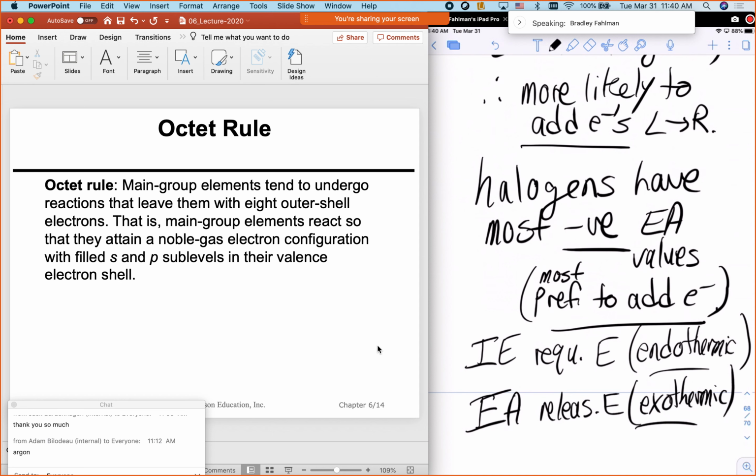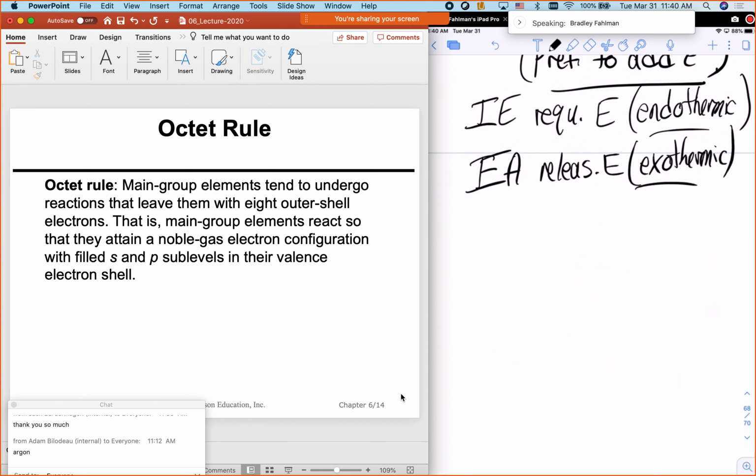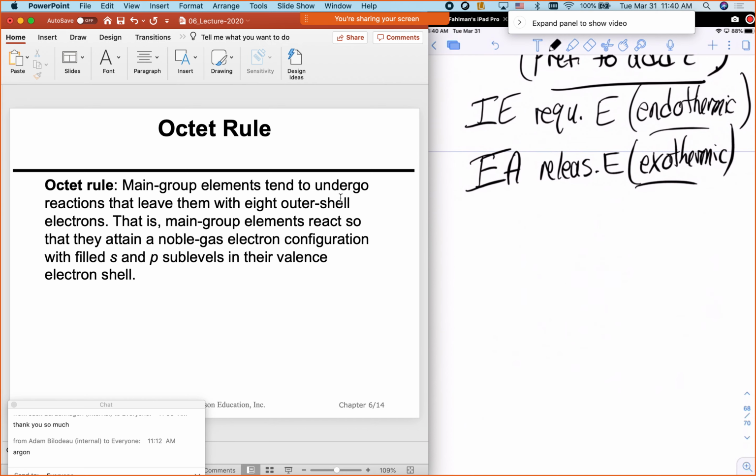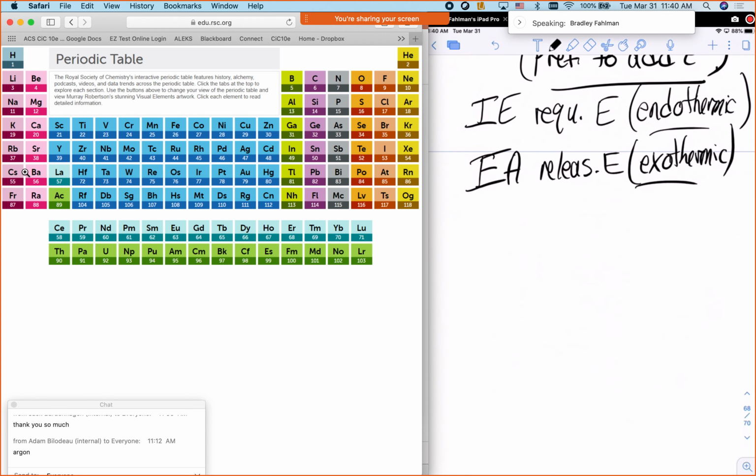So the octet rule is something we're going to talk a lot about in the next chapter when we talk about bonding. And it's where main group elements, and we're talking here, again, groups 1 and 2 and 13 through 18. If you count across those, you have 1, 2, 3, 4, 5, 6, 7, 8. Okay, so that's where the octet rule comes from.